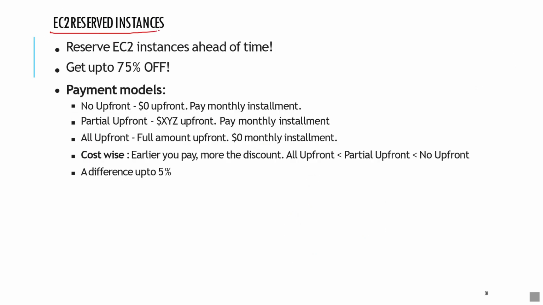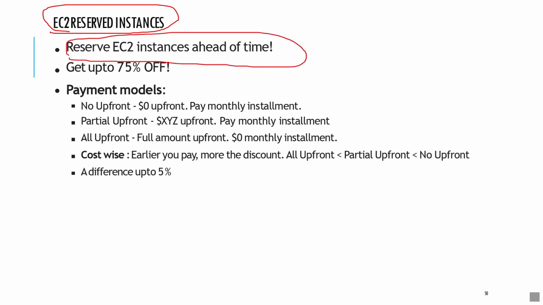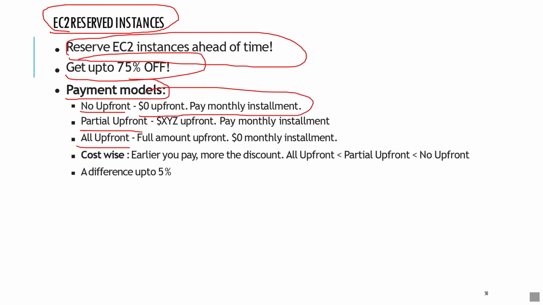The next one is the reserved instance. In reserved instance, we need to reserve the EC2 instance ahead of time so that we get around 75% off. There are three payment models: no upfront, partial upfront, and all upfront. In no upfront, we need to pay monthly installments. In partial upfront, we need to pay some partial amount, and then some monthly installments. In all upfront, we need to pay the full amount while we want to use the EC2 reserved instance. Then there are no monthly installments.